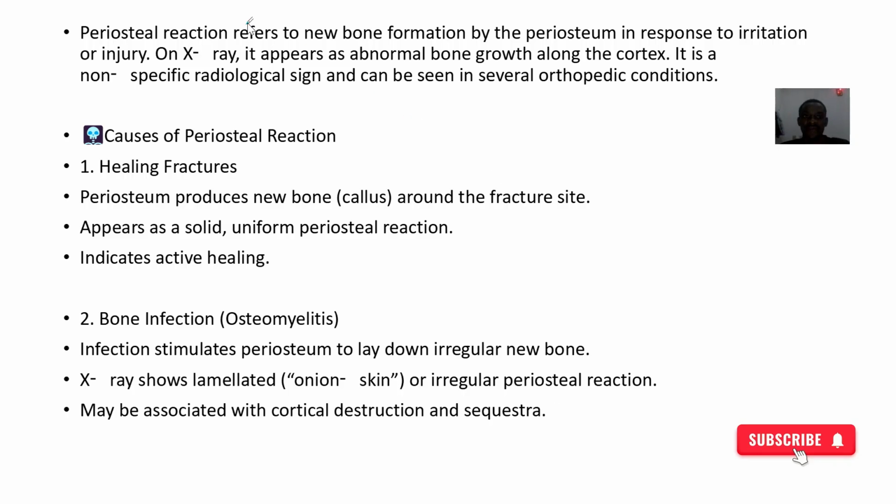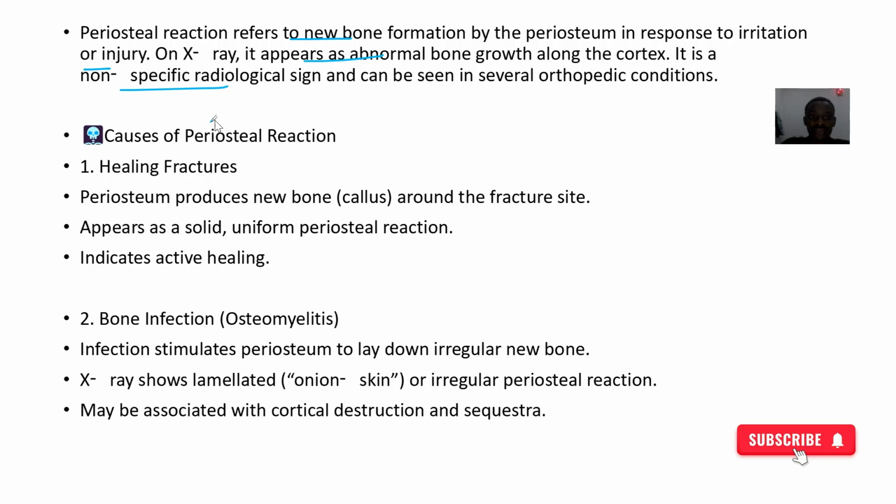So what we have here, we said that periosteal reaction just refers to new bone being formed by the periosteum, and this periosteum is actually responding to some type of irritation or injury. That's why new bone is being formed. So on x-rays it appears as abnormal bone growth along the cortex. So it is a non-specific radiological sign and can be seen in several orthopedic conditions.